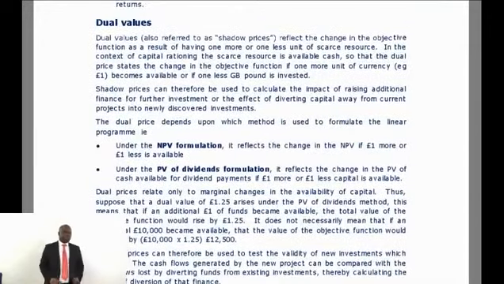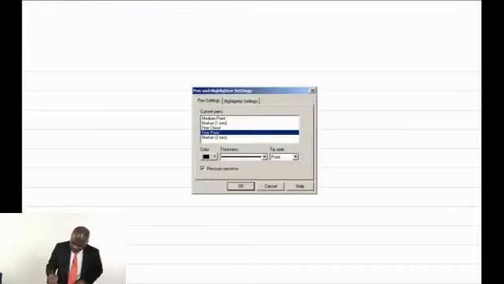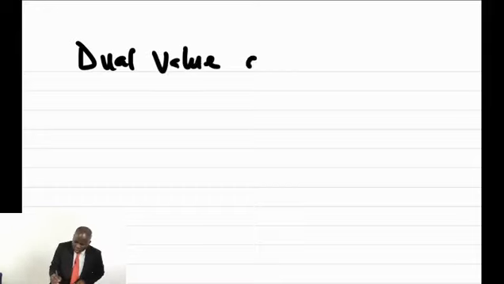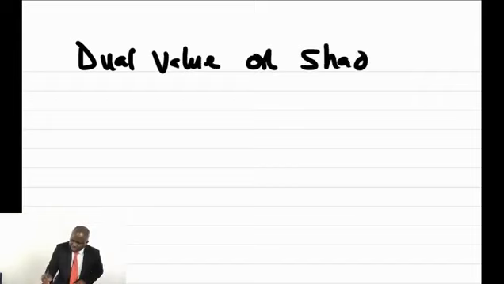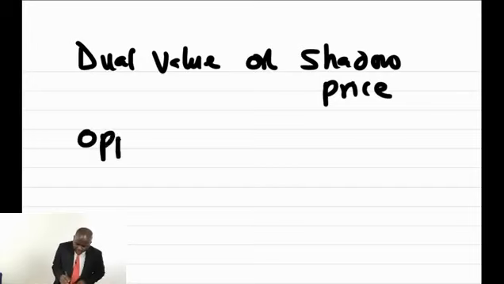Okay, so now let's go to dual values. What do we mean by dual values? Dual values have got alternative names. Let me bring them up. So the examiner can say dual value, or he can say shadow price, or he can say opportunity cost.